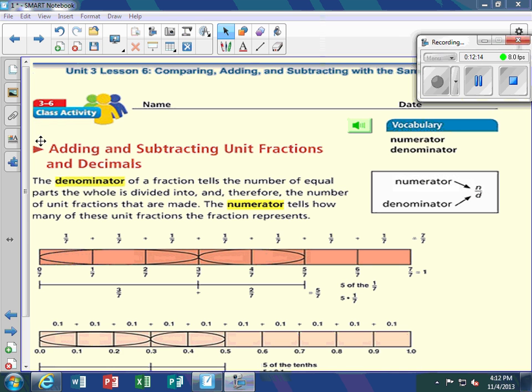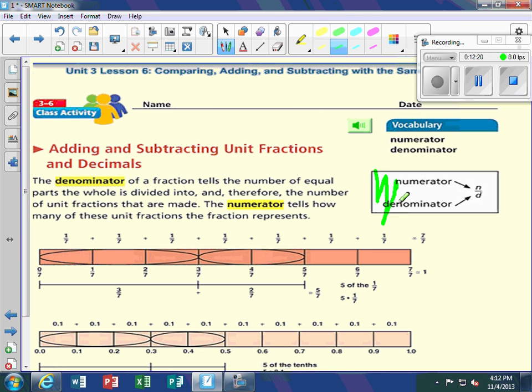Now, numerator and denominator. In your black notebook, write down numerator and denominator, N and D. N over D, I like to remember North Dakota: N on top, denominator on bottom. Numerator on top. The denominator of a fraction tells the number of equal parts the whole is divided into, and therefore the number of unit fractions that are made. The numerator tells how many of these unit fractions the fraction represents.